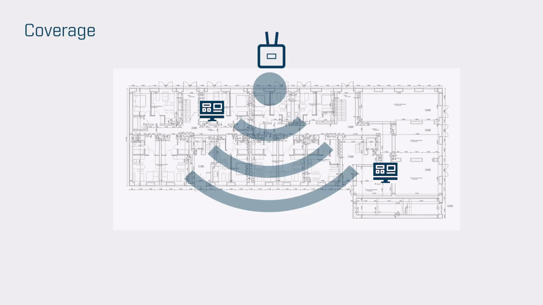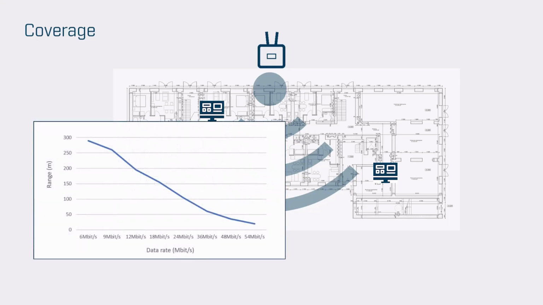However, focusing on large coverage can be problematic, as range and data rate are inversely related. When a device is far from the access point, data transfer takes longer, which can potentially slow down the entire network. Devices closer to the access point must wait their turn to transmit data.